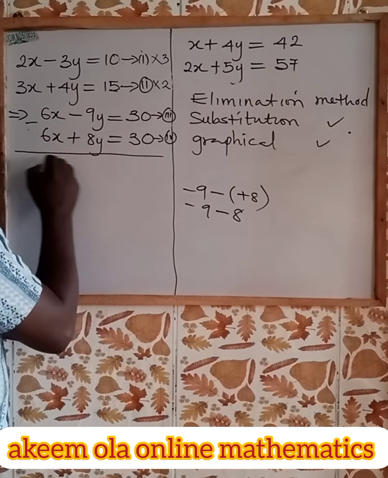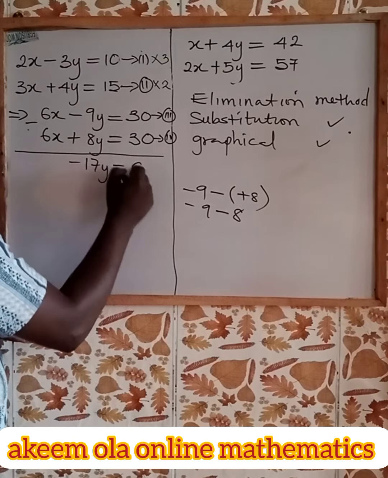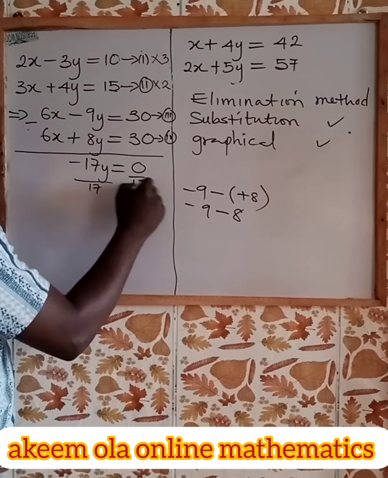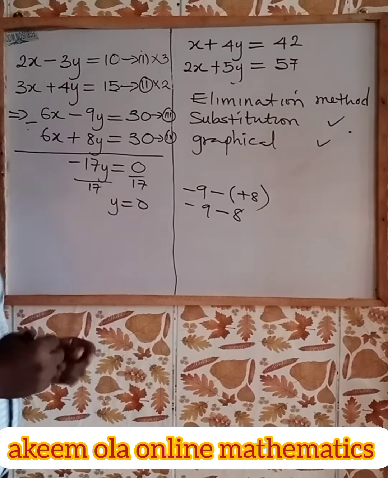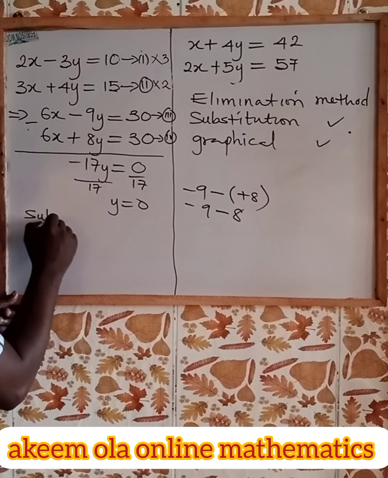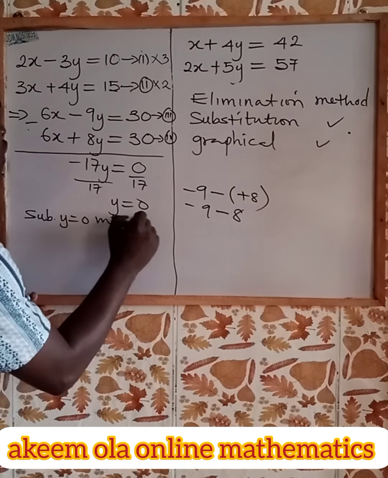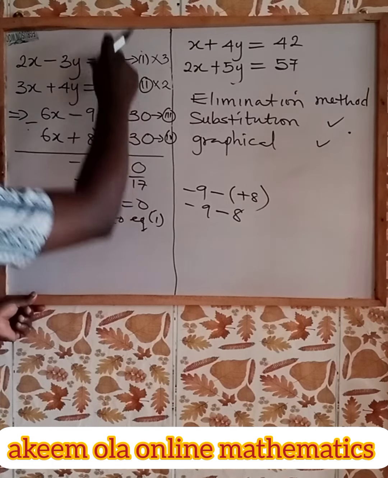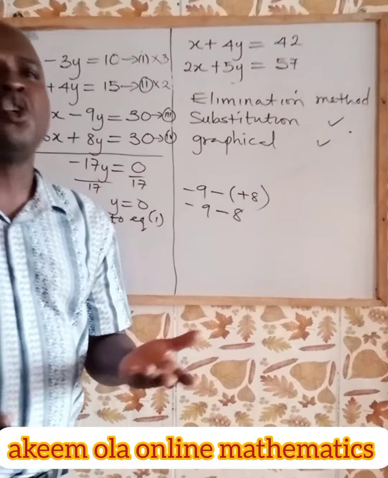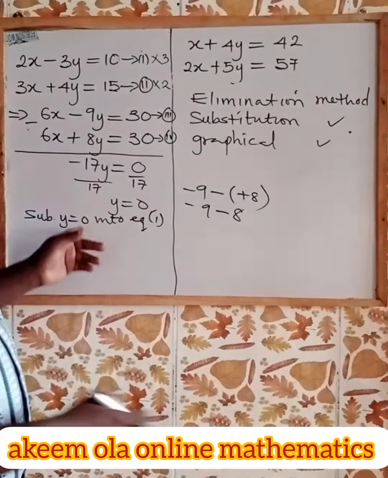So this one now will give us minus 17y is now equal to 30 minus 30. That will give us 0. If you divide both sides by 17 now, your y will be equal to 0. Then we can now substitute this value of y is equal to 0 into any of the equations. Let's assume I'm going to substitute into this equation 1. If you are substituting y is equal to 0 into equation 1, that means anywhere you come across y, you are going to represent it with 0.